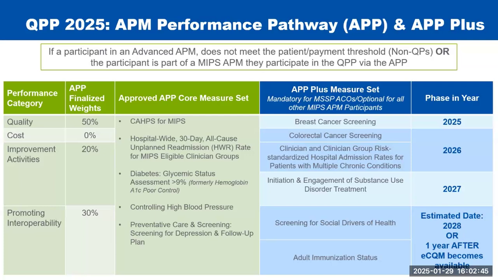And this is again applicable for those participants in a MIPS APM and required for those participating in a Medicare shared savings program to report that APP Plus. Just as a friendly reminder as well, web interface has sunset. 2024 is the last reporting year for web interface as an option for ACOs to report their quality performance to CMS. So these measures are transitioning over to ECQMs, MIPS CQMs, or Medicare CQMs, and that would be the reporting pathway in the future, whether you're reporting the core measure set or that expanded APP Plus measure set.